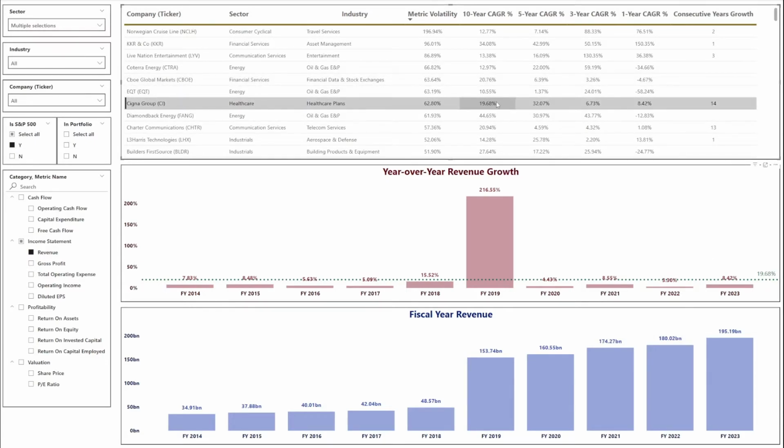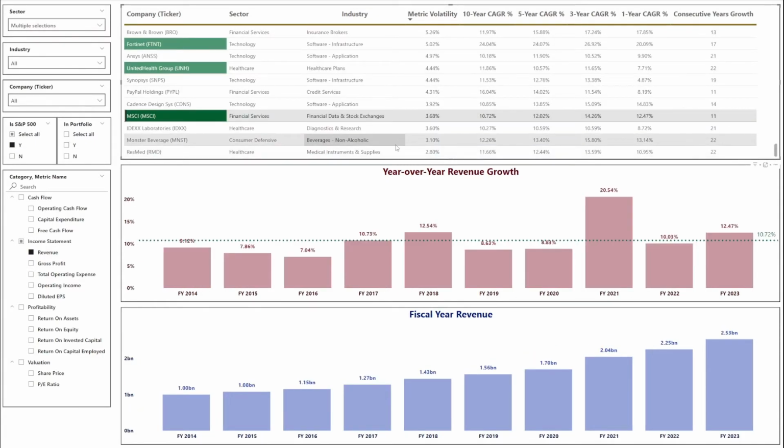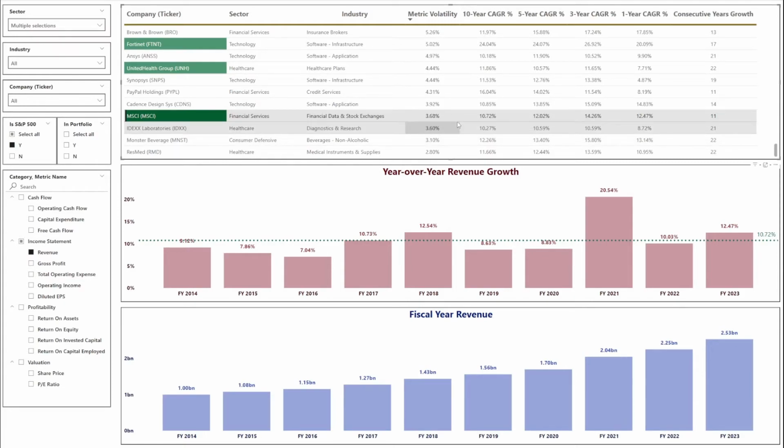This 20% could be a little misleading. What about the other end of the equation? Companies that have a very low metric volatility or a very low standard deviation in their revenue growth year over year. Well, here I've selected MSCI, one of my favorite holdings, by the way. A very low metric volatility of 3.68%. They have a 10-year CAGR of 10.7% and 11 consecutive years of revenue growth.